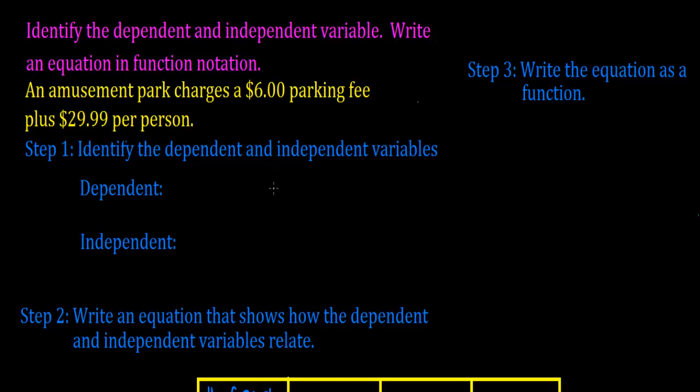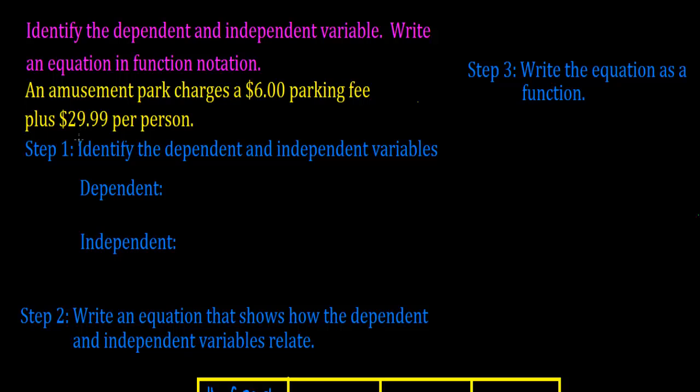Here's another example on writing functions. We have an amusement park that charges a $6 parking fee plus $29.99 per person. We want to write this as a function, okay? But to get there, we need to do several steps first. First step is identify which of the variables is the dependent and the independent variable.